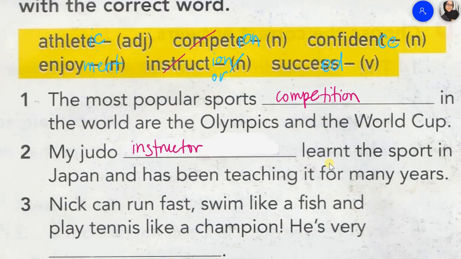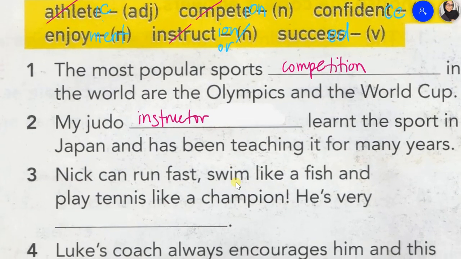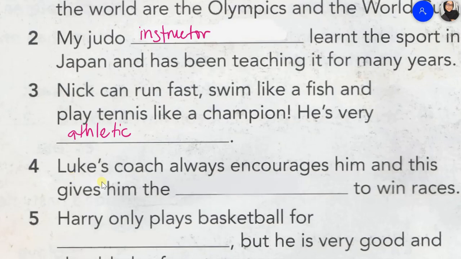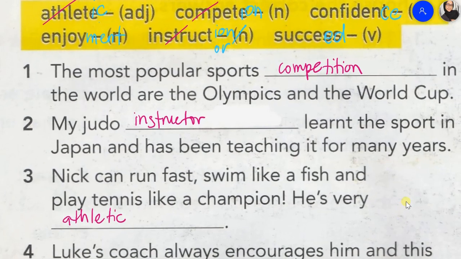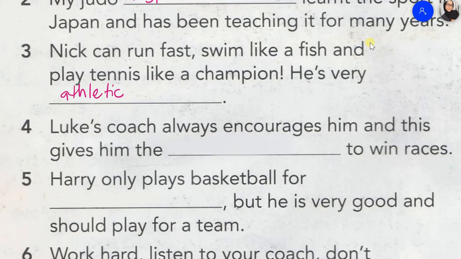Okay, we've used this and we've used this. All right, let's move on. Nick can run fast, swim like a fish, and play tennis like a champion. He is very, very athletic. Good. Now, number 4, Luke's coach always encourages him, and this gives him the something to win races. Gives him the enjoyment, succeed, confidence, yes. Gives him the confidence to win the races.